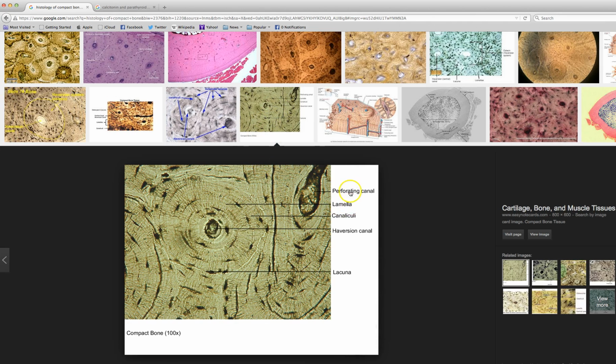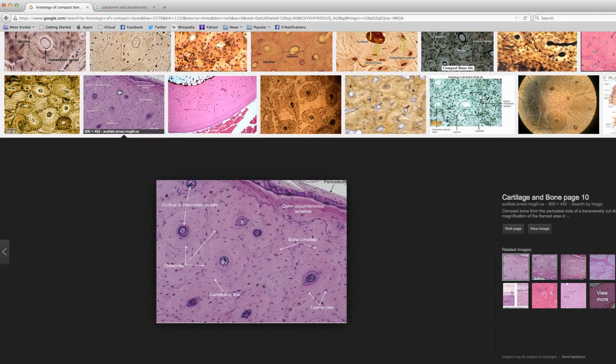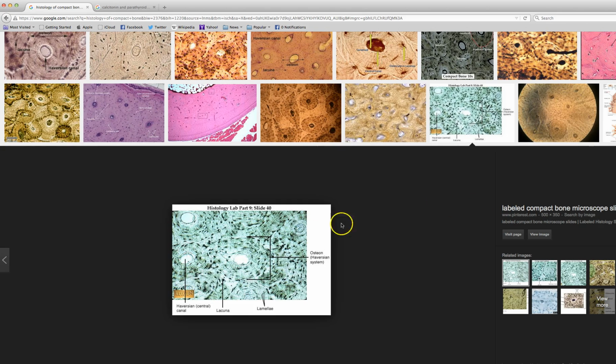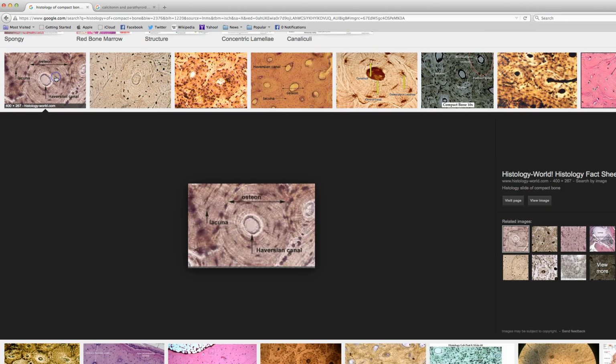Here's another example of the same bone tissue. Another one. Another one. All showing kind of the same stuff.